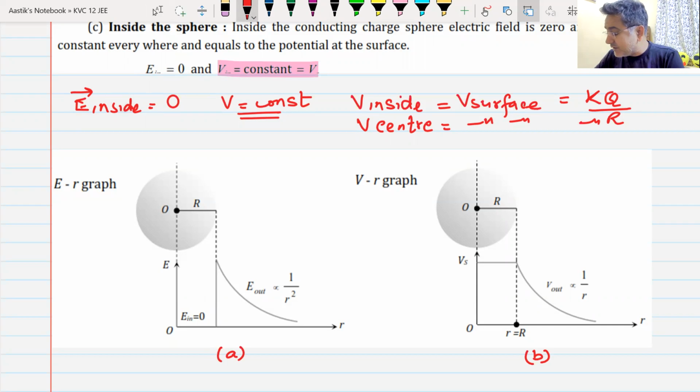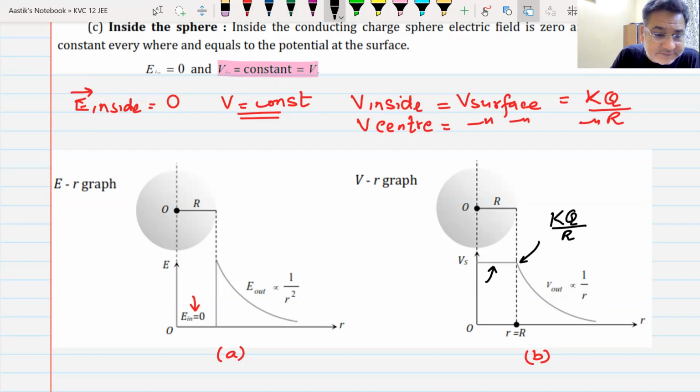The difference is electric field, as you can see, inside is zero, but the potential inside is definitely not zero. In fact, it is same as the potential on the surface, which is kq by r. So everything that you have written in alphabets and words and numbers is drawn in the form of a graph right in front of your eyes. I'll give you 2 minutes to draw this graph.